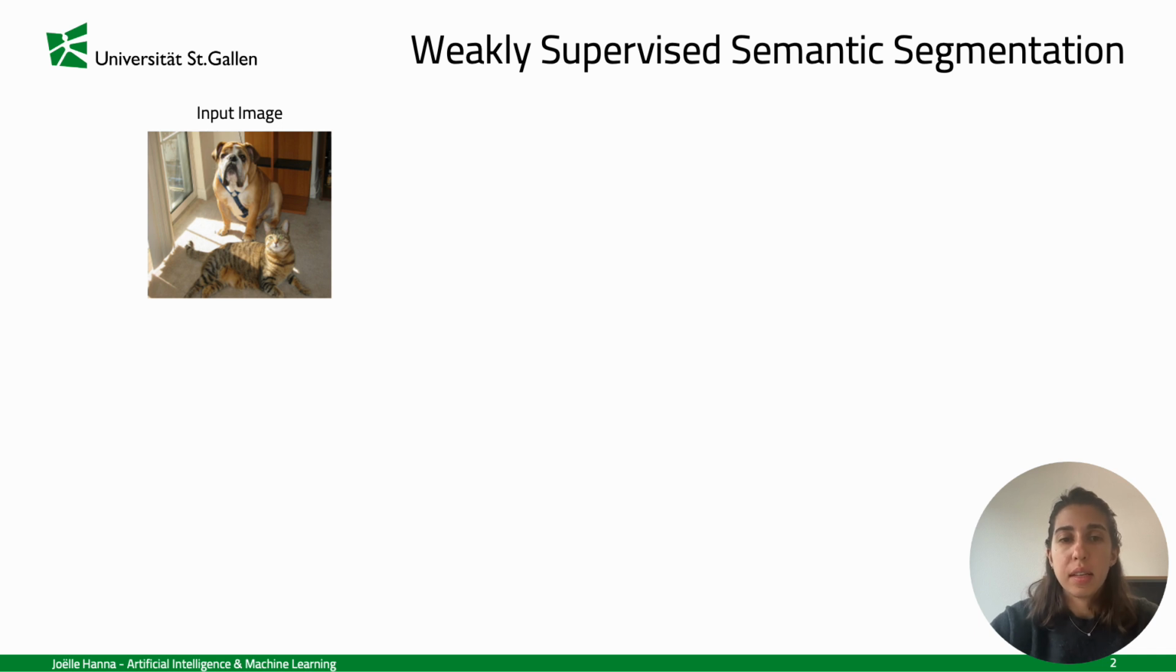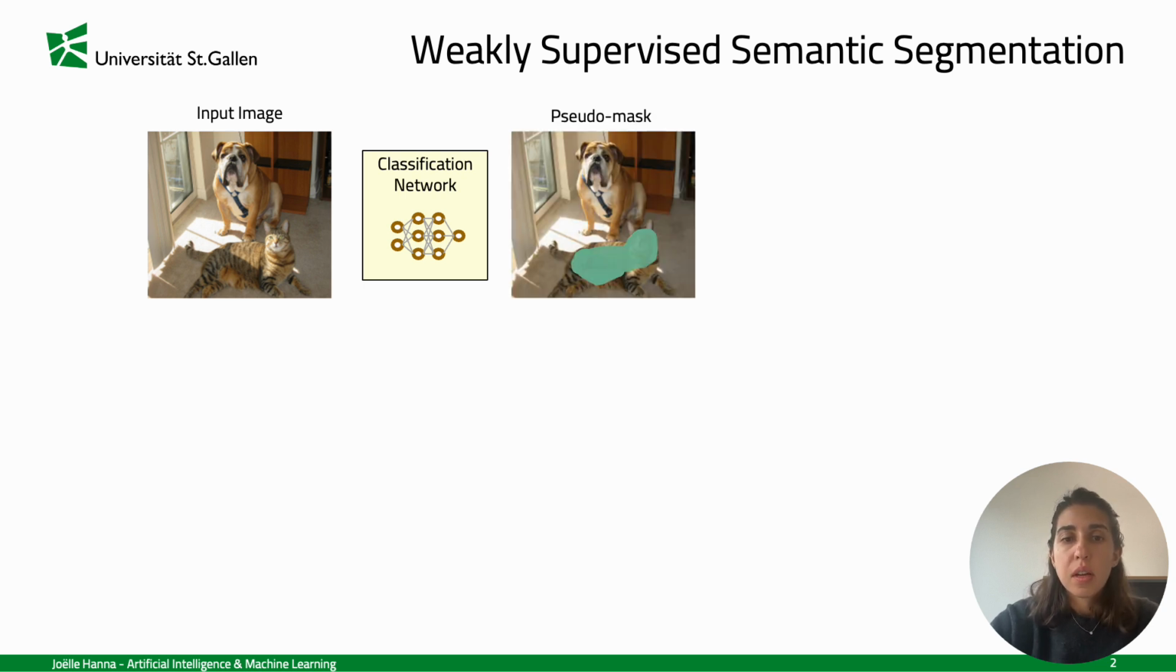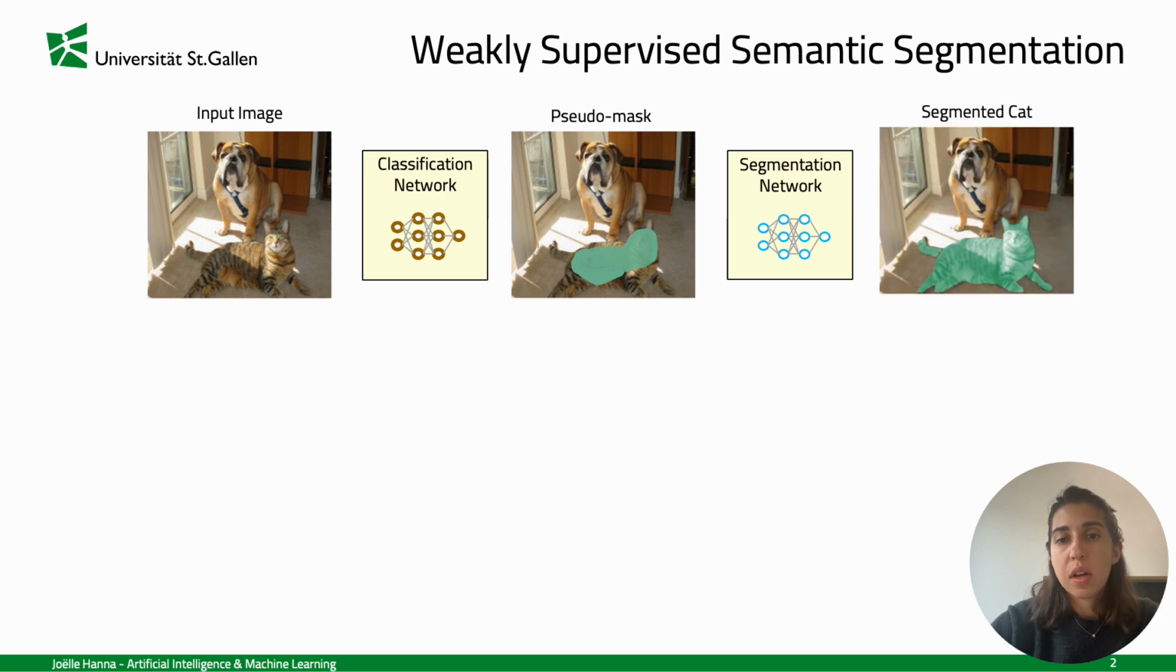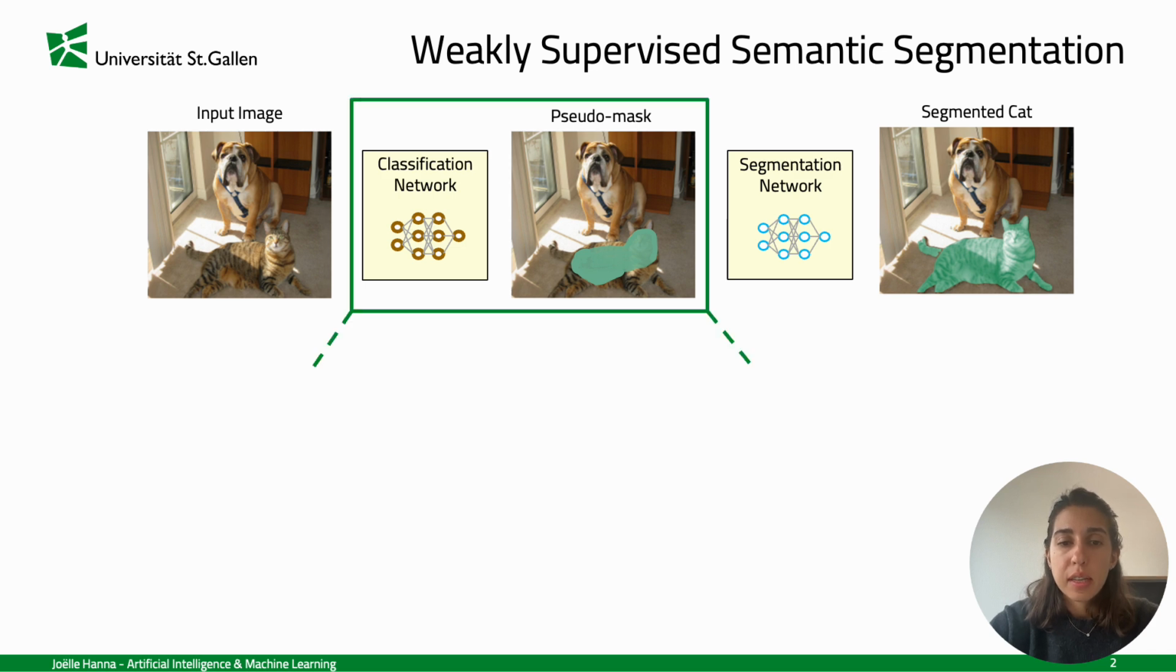Now, the main topic of this work is weakly supervised semantic segmentation. What I mean by that is taking an input image and training a classification network only on image-level labels, then generating some pseudo-segmentation masks, then using those pseudo-segmentation masks as supervision for a segmentation network to get a better segmentation object at the end. Now the part we're interested in is this pseudo-mask generation.